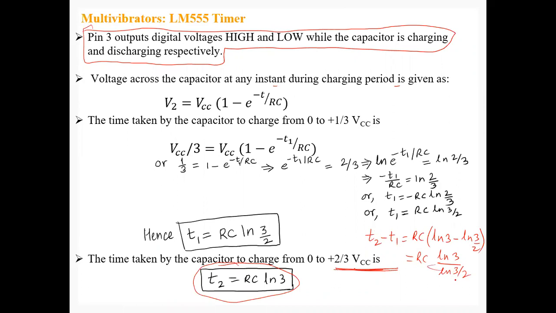Oops, not that, I made a mistake. This can be rewritten as ln of 3 over 3/2, which is RC ln 2. The 3 and 3 cancel, it goes up, right? This is my T, the time for charging. This is the charging period. Why do I call the charging period T2 minus T1? Why not the entire T2?